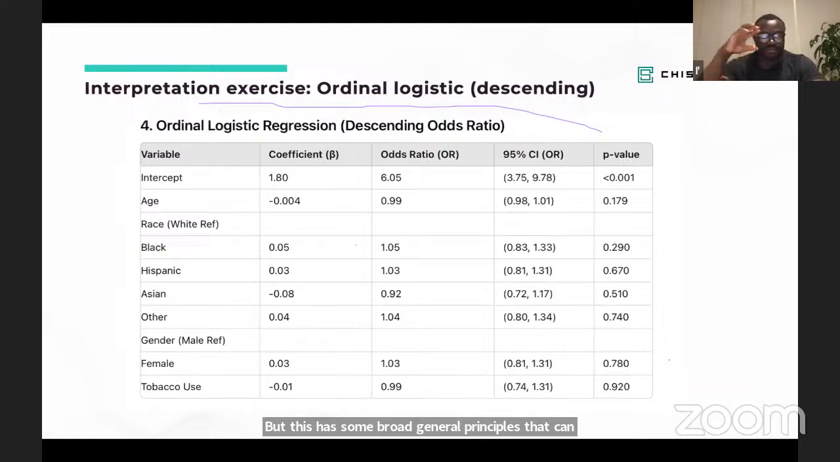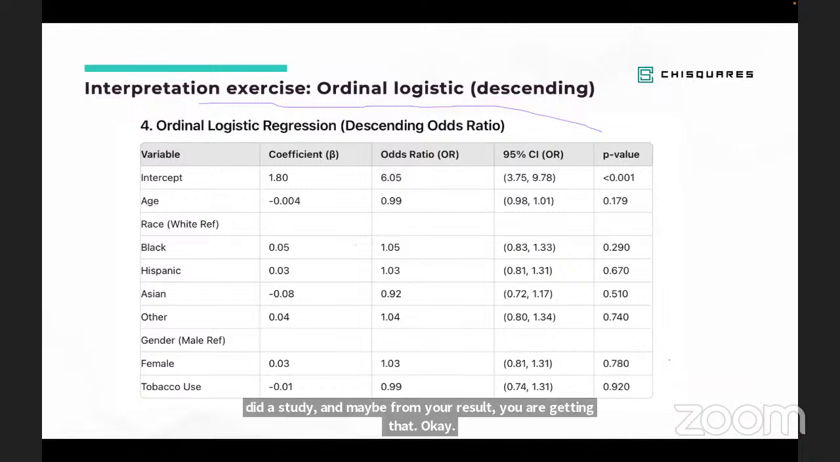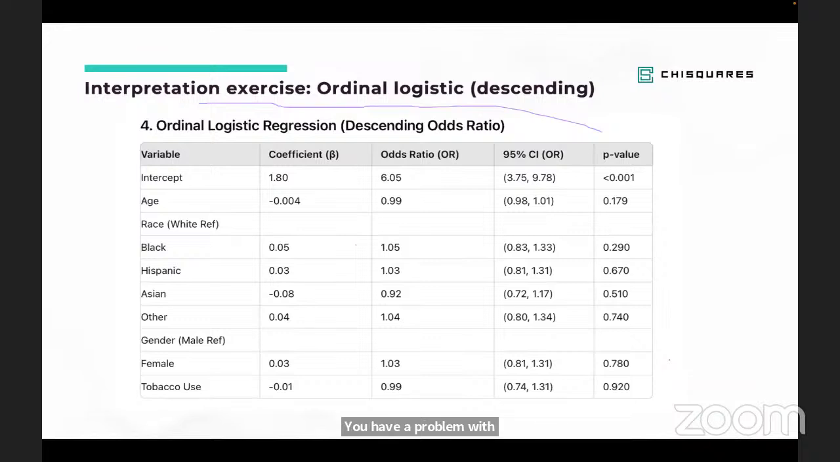Does that make sense? Yes, sir. Right. Then, maybe lastly, you did a study and from your results you have a problem with validity because your sample size is maybe small. Is there any way around that statistically, or maybe by writing a model or something?